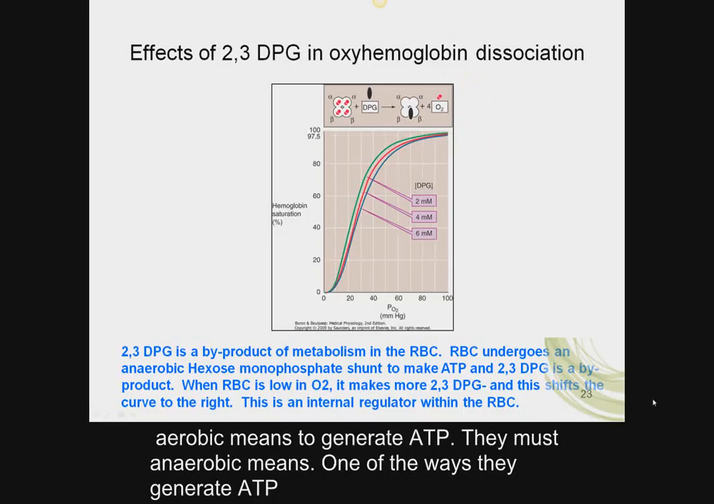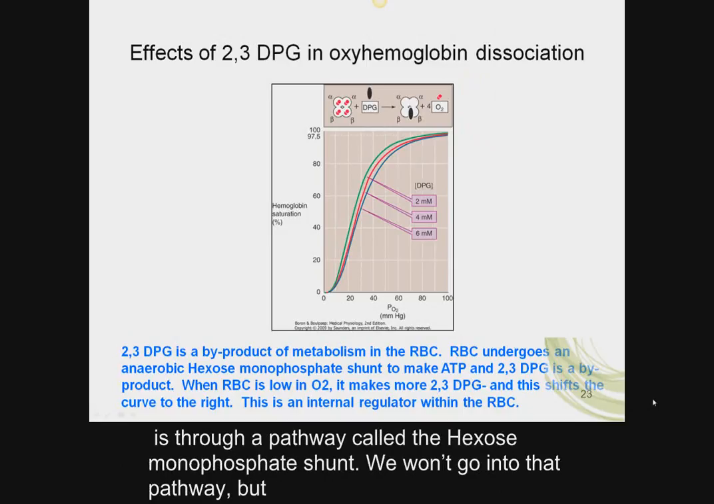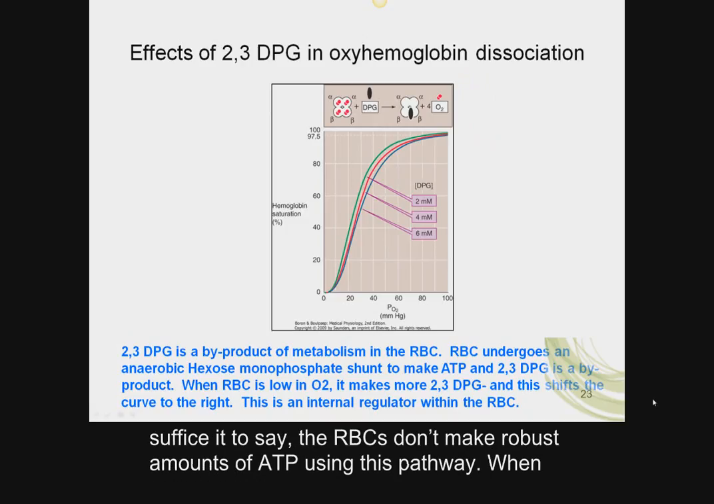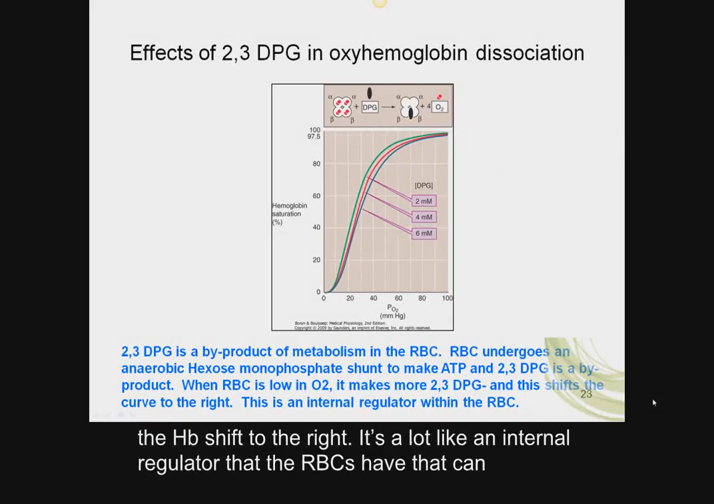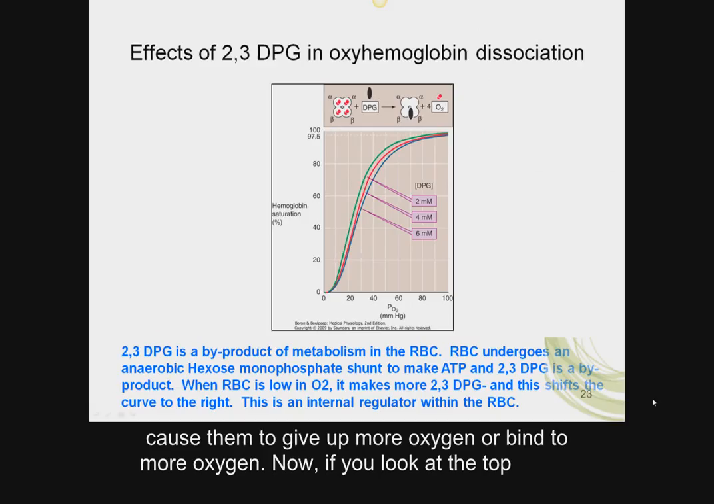And one of the ways they generate ATP is through a pathway called the hexose monophosphate shunt. We won't get into that pathway, but suffice it to say, the RBCs don't make robust amounts of ATP using this pathway. When RBCs have a low oxygen content, they're going to be making more 2,3-DPG. This is going to make the hemoglobin curve shift to the right. It's a lot like an internal regulator that the red blood cells have that can cause them to give up more oxygen, or, in reverse, to bind more oxygen.